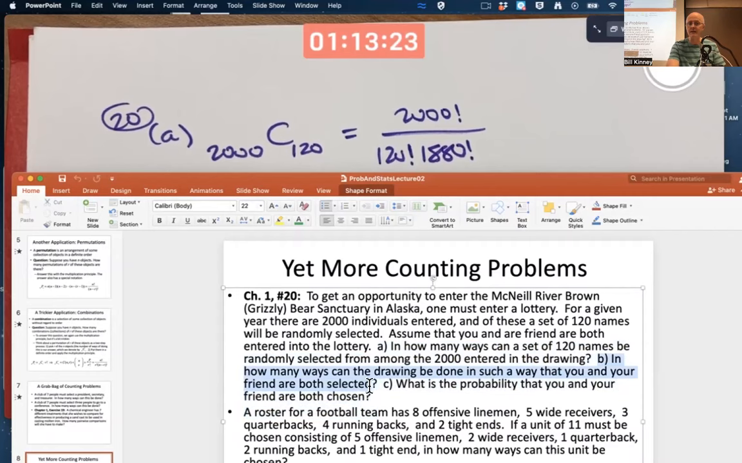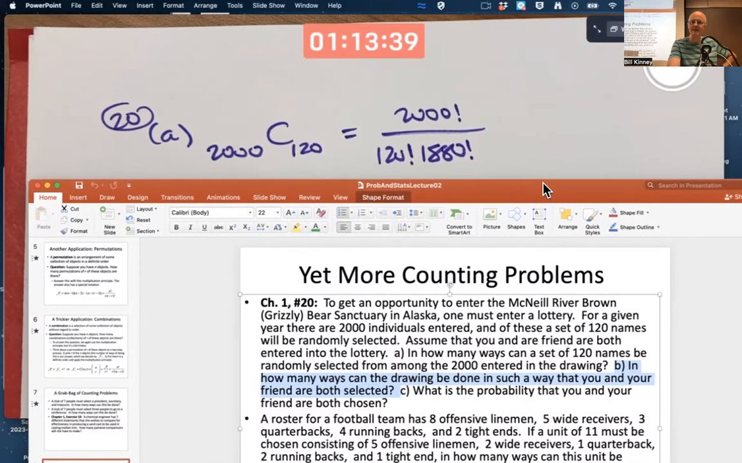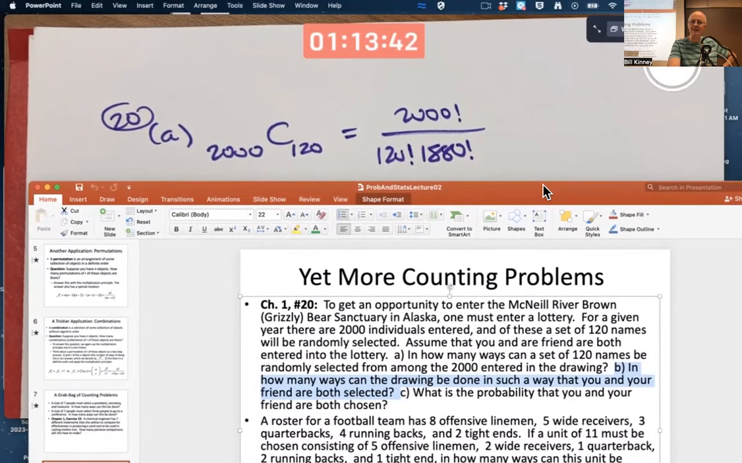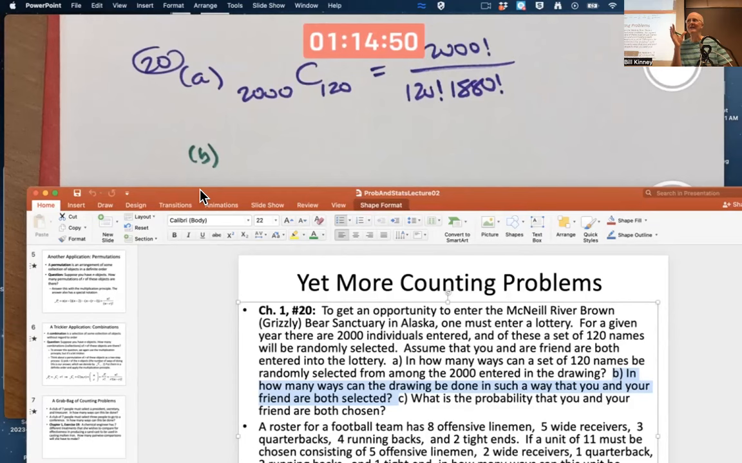What about part B? In how many ways can the drawing be done in such a way that you and your friend are both selected? Okay, that feels a little tricky. In how many ways can the drawing be done so that you and your friend are both selected? This is where I should have thought about this ahead of time, because I always feel scared I'm going to get this wrong here. This feels trickier. You've got to make assumptions to help you do this.